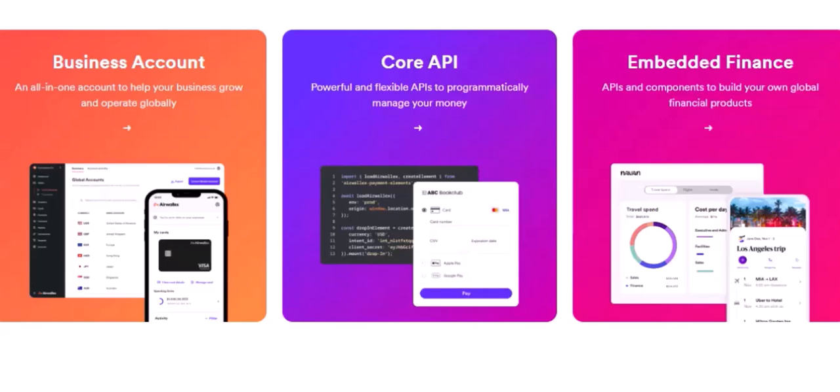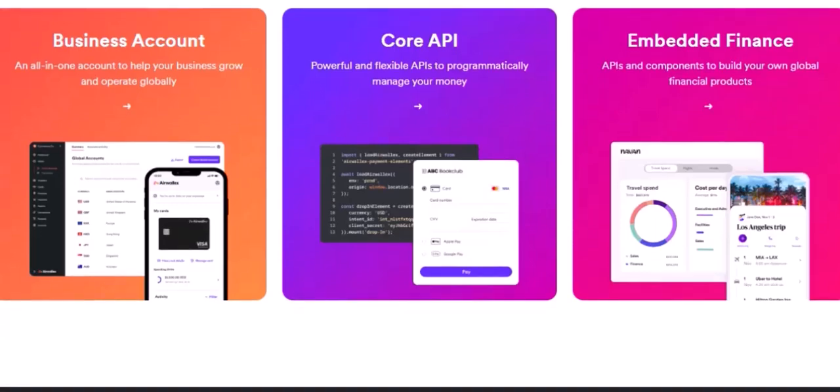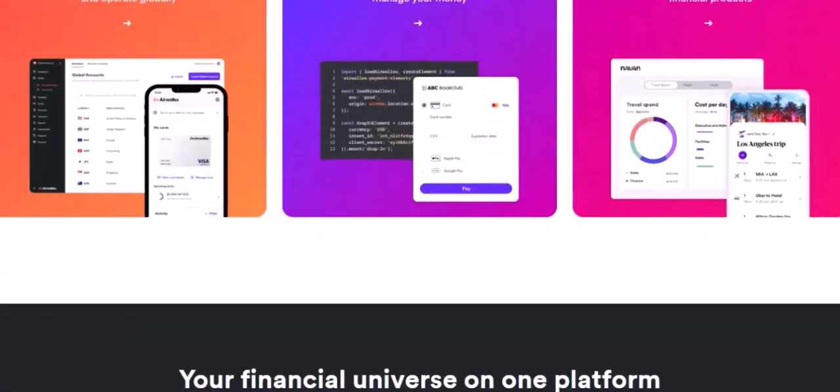Real-world example, a case study. Let's take a look at how Airwallex helped one company expand internationally. Insert a brief case study of a business that used Airwallex to successfully conduct international transactions.